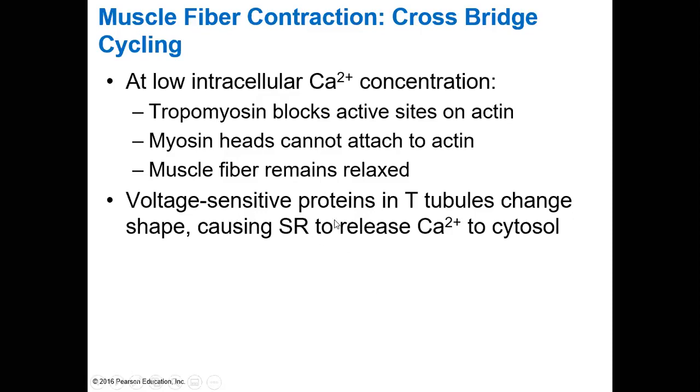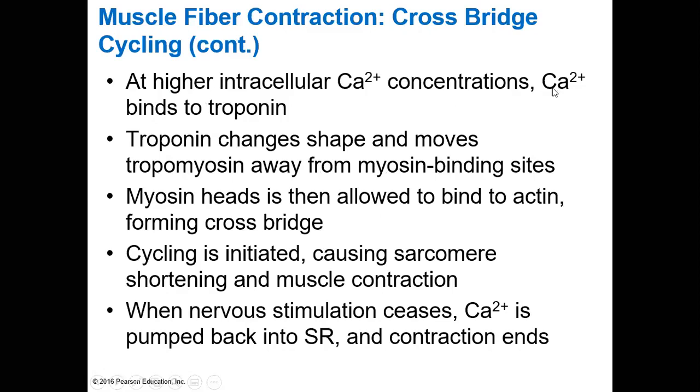So, voltage-sensitive proteins in the T-tubules change shape, causing sarcoplasmic reticulum to release calcium into the cytosol. That calcium now binds to troponin. Okay, well, it binds to troponin. I've had it wrong the whole time. But when troponin is bound, it changes shape and moves tropomyosin away from those binding sites on the actin. Here, they're calling it myosin binding sites, but please remember, we're talking about the actin. The actin is being exposed.